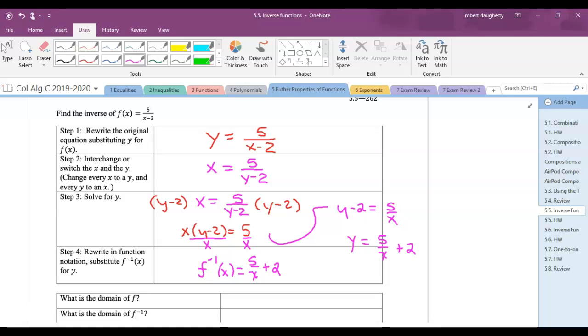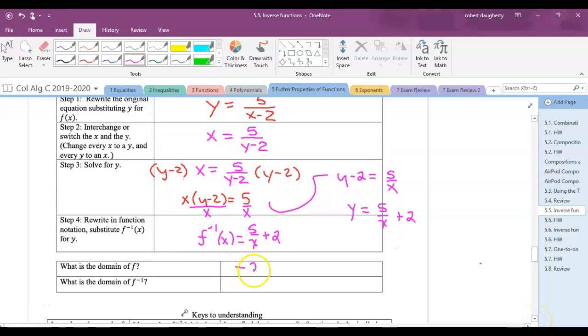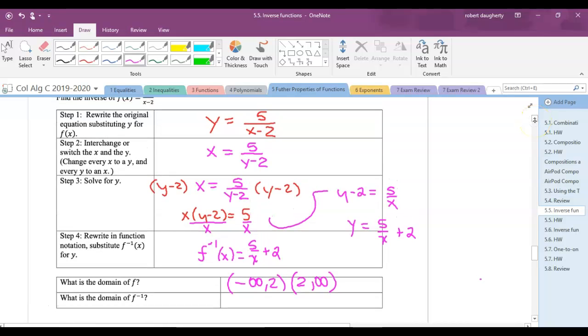Okay, so what is the domain of my original function? My original function has a problem somewhere. It's got a fraction, so it does not exist at what number? At x equal 2 is my problem. So what's the domain of that original function? Negative infinity to 2, and 2 to infinity. Because if x were equal to 2, this would be 0, so this cannot be 0. So this original function has a domain from negative infinity to 2 and 2 to infinity.